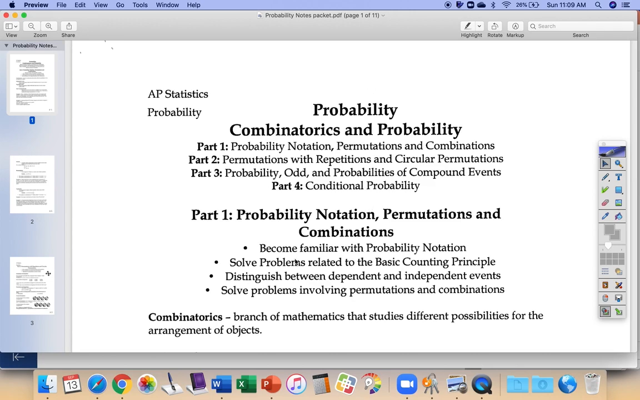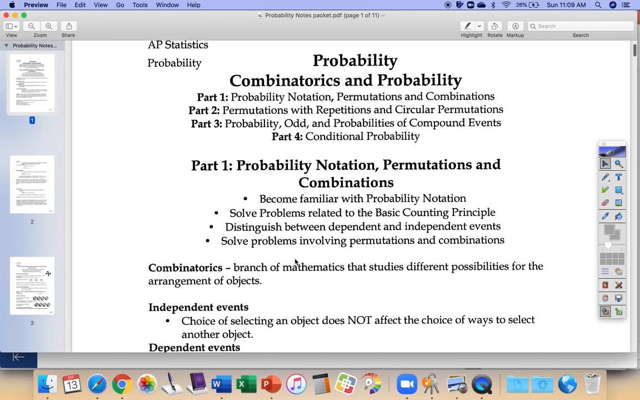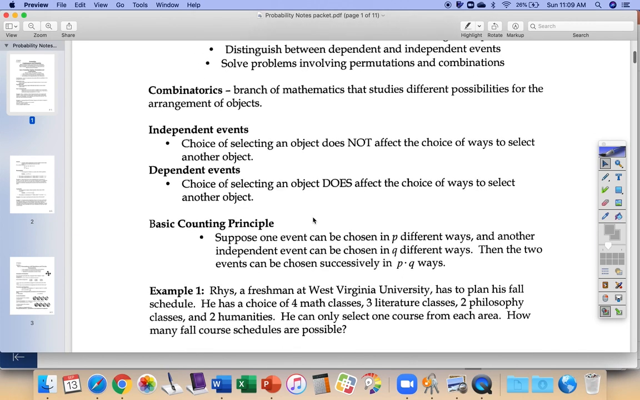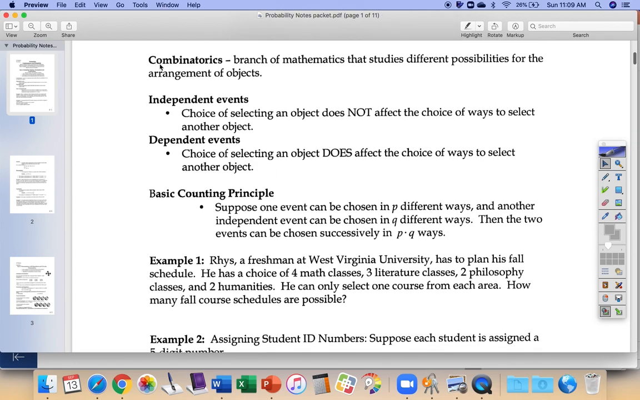So probability, what we're going to start with is basically different ways of counting individuals or groups and how many ways we can count things. So part 1 of today's lesson, we're going to look at notation, permutations, and combinations. Combinatorics, right here, is the branch of math where probability falls under. It is different possibilities and arrangements of objects. So that's what we're really going to be looking at.